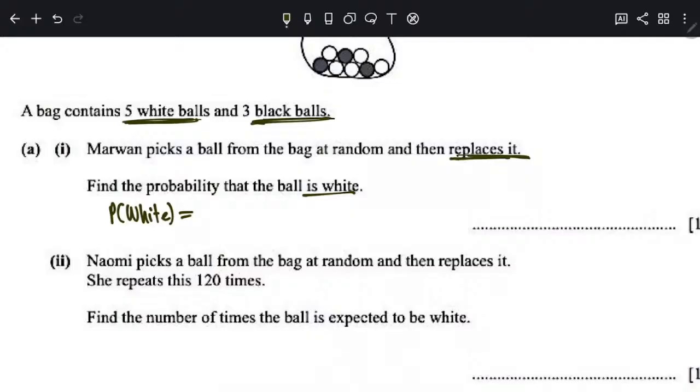Then find the probability that the ball is white. How many whites do we have? 5. Over what are the total? 5 plus 3, which is going to be 5 over 8. So this probability is 5 over 8.